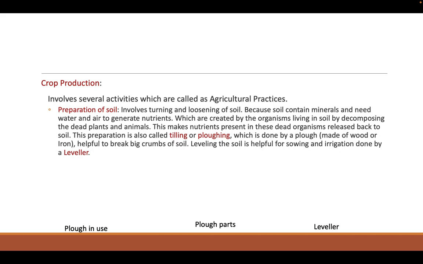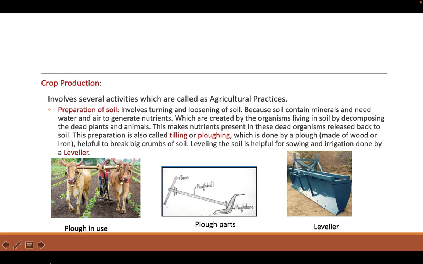So we will just see a few images. We discussed that a plow is needed, and that a leveler is needed for this preparation part. Now let's see what those are. So this is showing how a plow is used by humans and animals to prepare the soil, and these are the parts of the plow: the beam, the shaft, and this is called the share. This pointed part is primarily used to plow the fields.